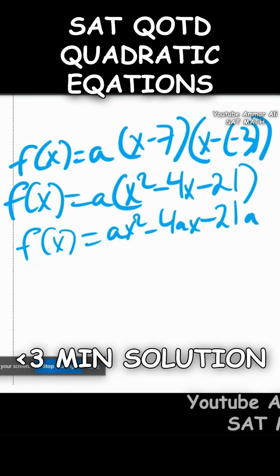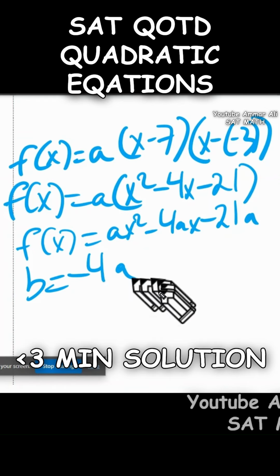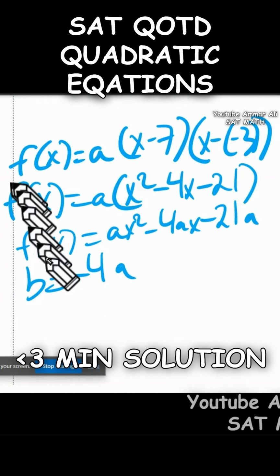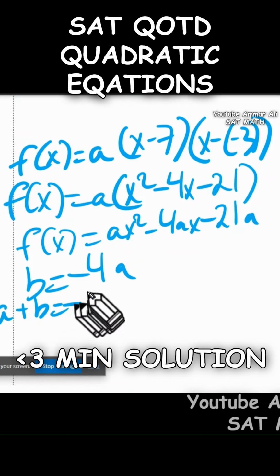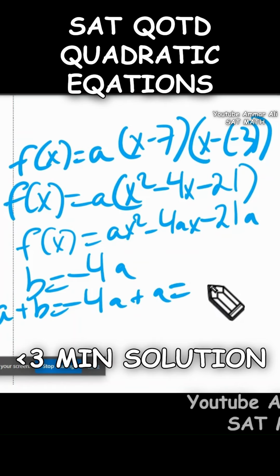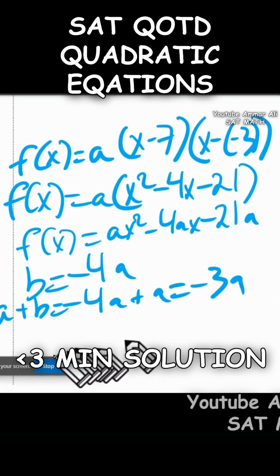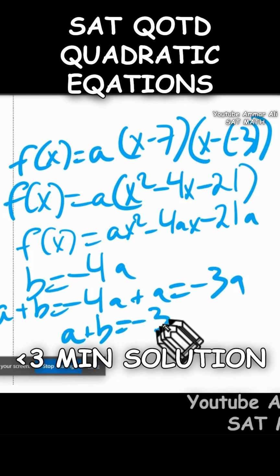Okay, so now we know what our b term is, because our b term is the one with just an x and no squared. So we know that b is going to be equal to minus 4a. So let's figure out what a plus b is. All we got to do is add a on both sides. So a plus b is going to be equal to minus 4a plus a, which is the same thing as minus 3a. Therefore, a plus b is equal to minus 3a.